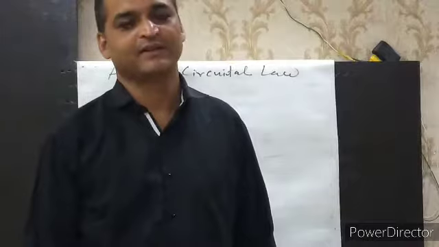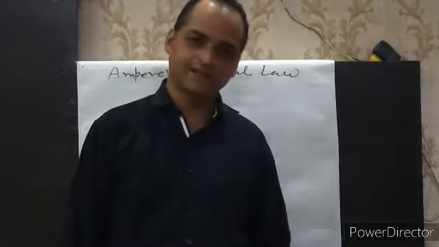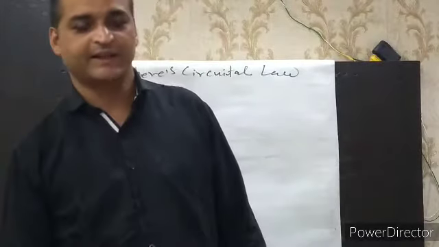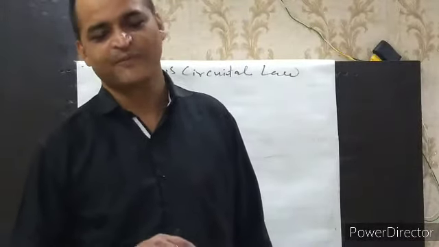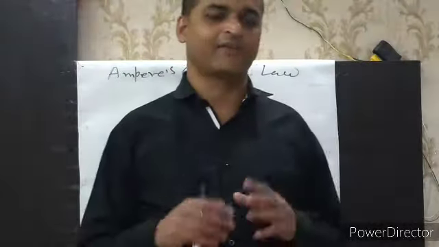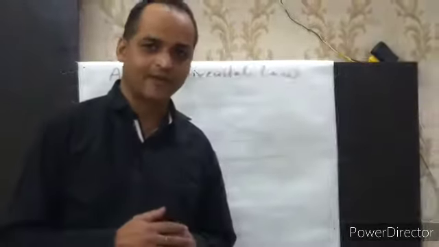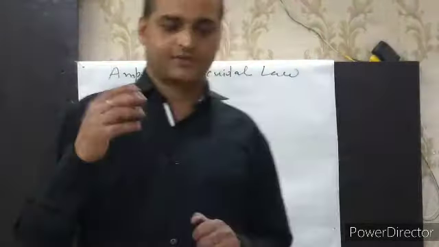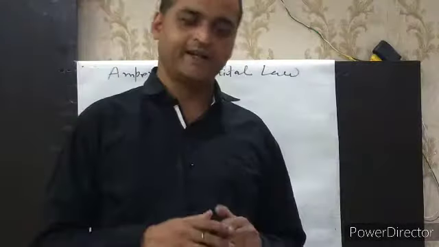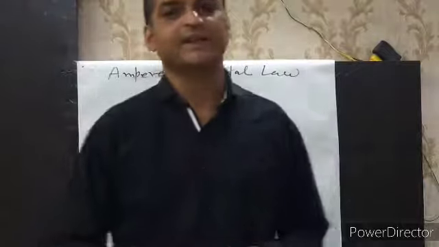And today we will study the Ampere circuital law, its statement, and a derivation of magnetic field. With the help of Ampere circuital law, we can find the magnetic field of any system very easily. According to our syllabus, we will find the magnetic field of a straight wire, a solenoid and a toroid with the help of Ampere circuital law. So first of all, let us study what is Ampere circuital law.